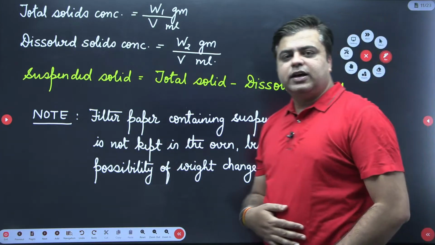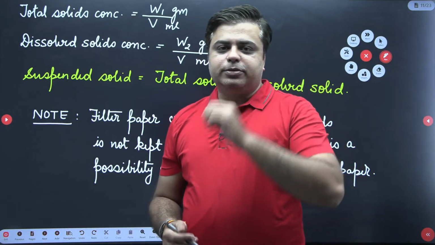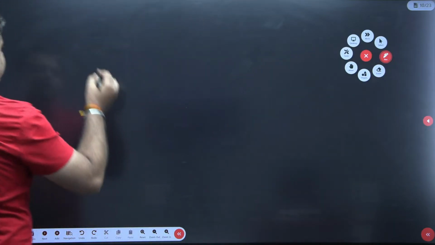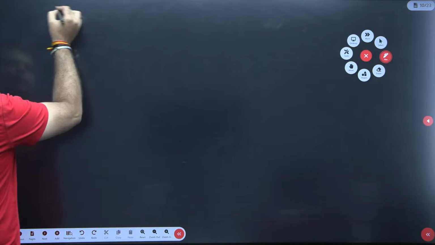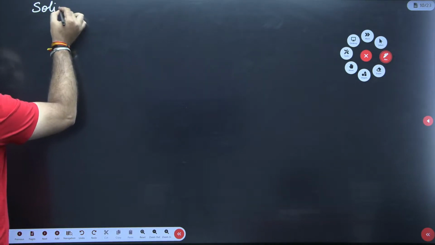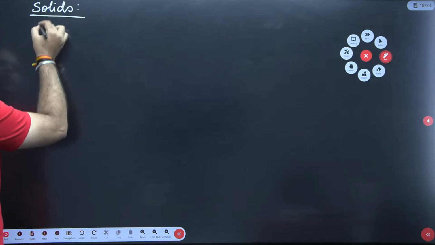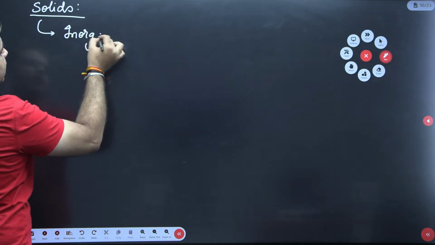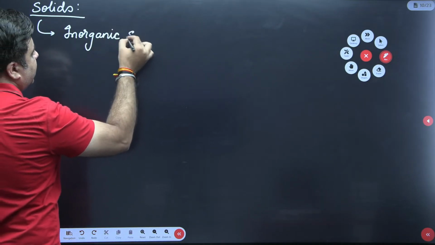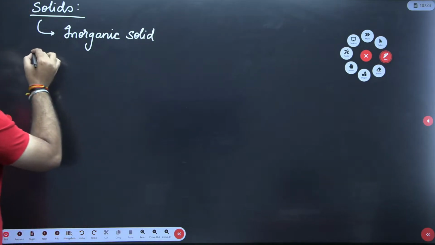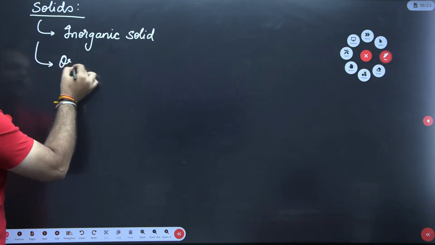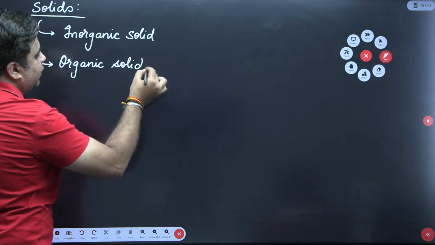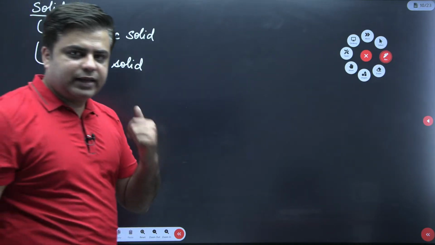Now, my dear students, solids are of two types, and this is the very basic classification. What are those two types of solid? A solid can be either an inorganic solid or an organic solid.